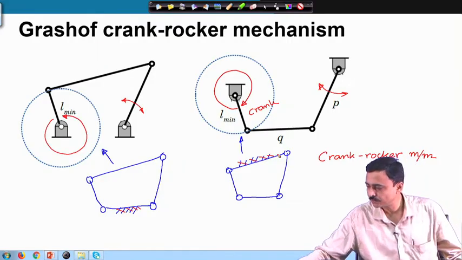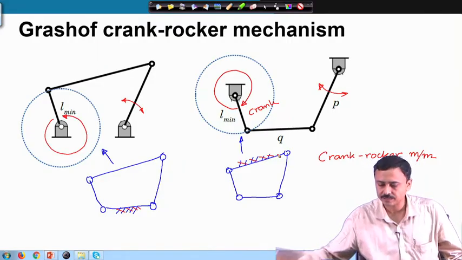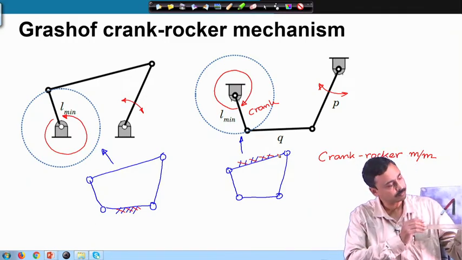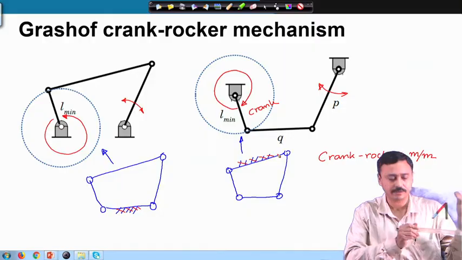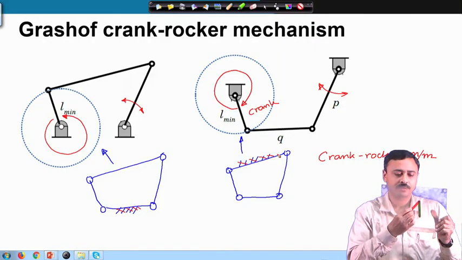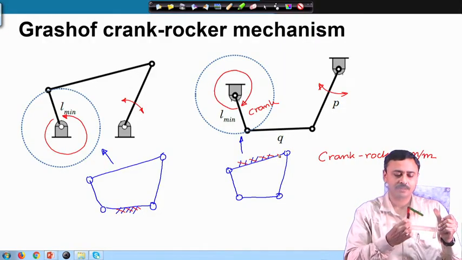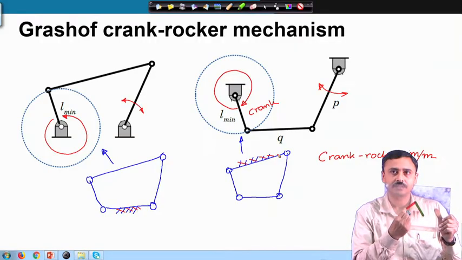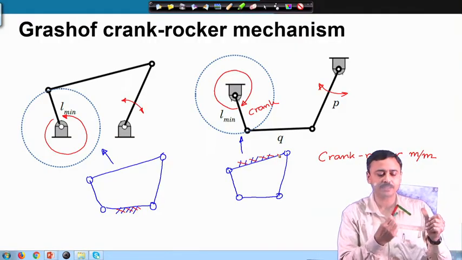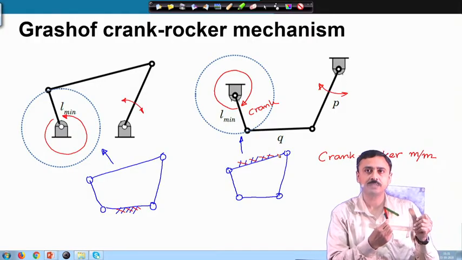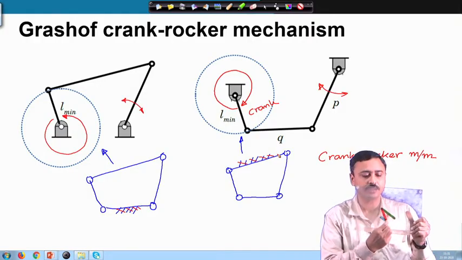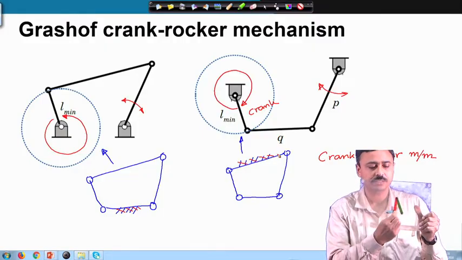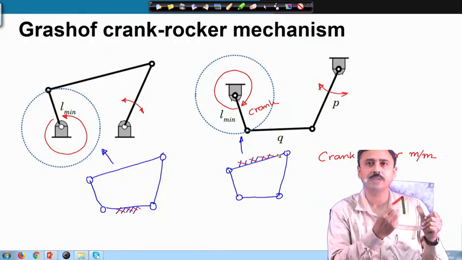Let me show you a crank rocker mechanism. So, here I have a crank rocker mechanism. The link that I am rotating can rotate completely. This is the crank, and you can see that the other links only rock. So, this is the crank rocker mechanism.